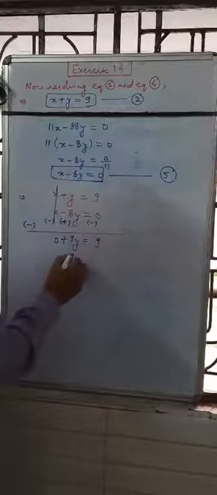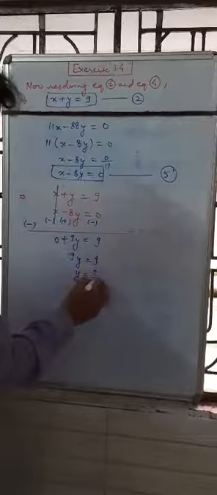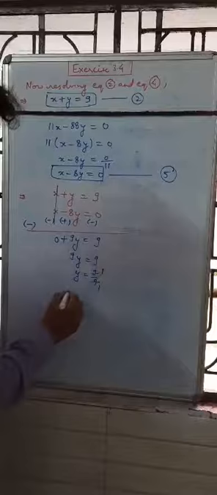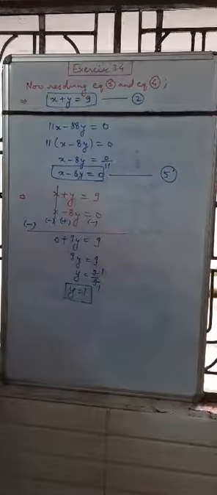So 9y is equal to 9. We write 9y is equal to 9, so y is equal to 9 by 9, and 9 ones are 9, so y is equal to 1. You got y is equal to 1.